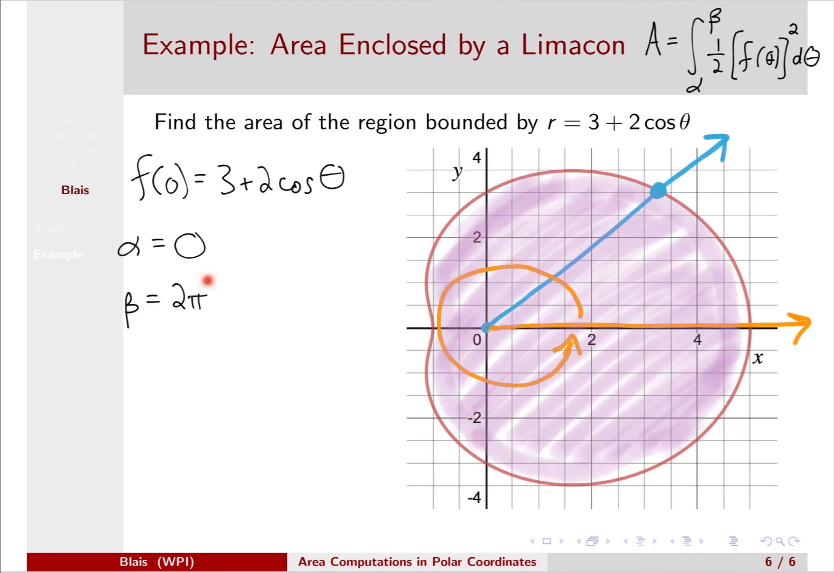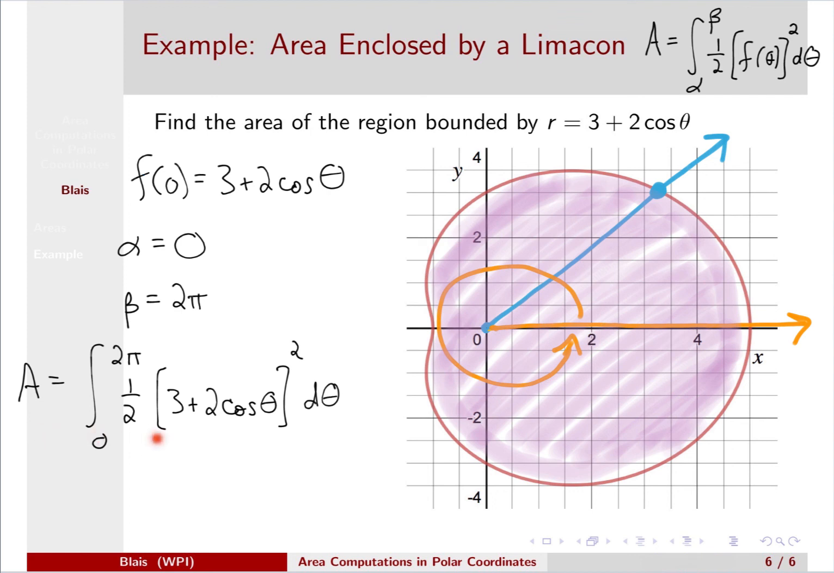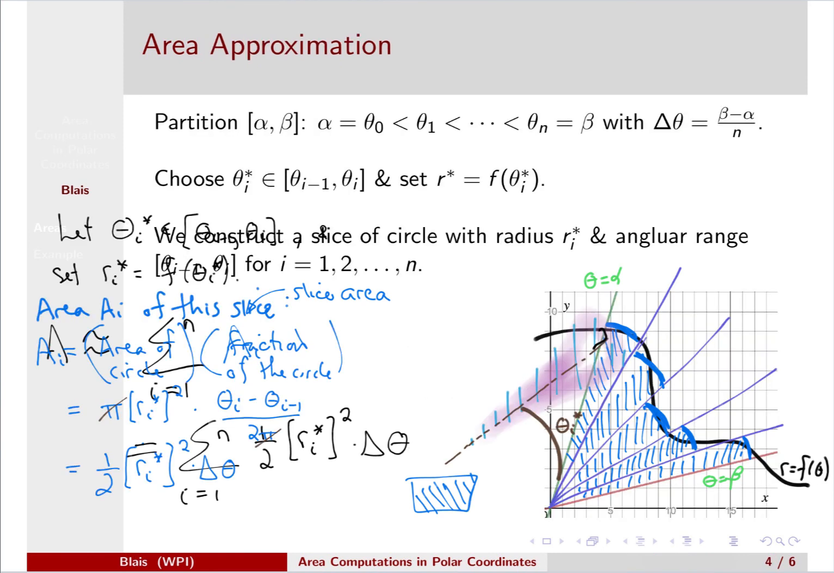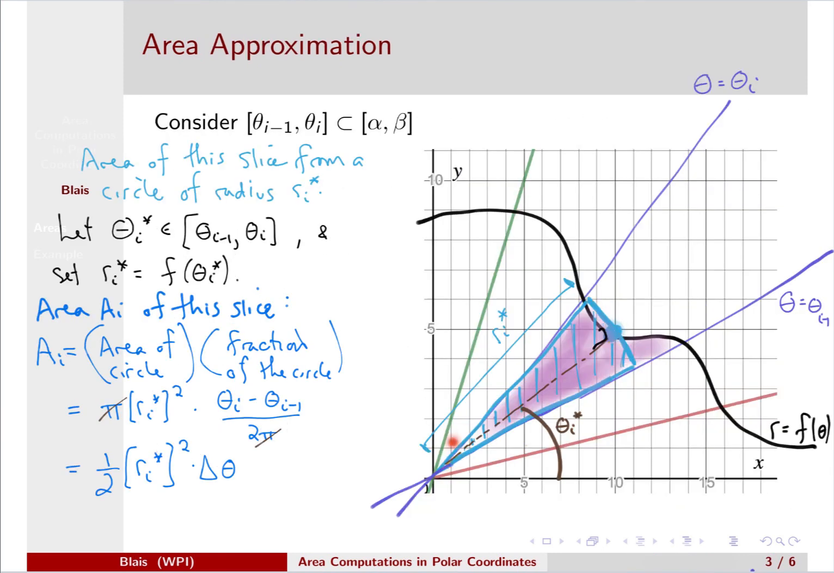And so with this information, we can apply this formula to get that the area is equal to the integral from 0 to 2 pi of 1/2 times the quantity 3 plus 2 cosine of theta, squared, d theta. And we can work out that integral to get this area. In the next lecture, we will look at an expanded version of this. But the key thing to recognize is the idea of using this slice from a circle to approximate areas.